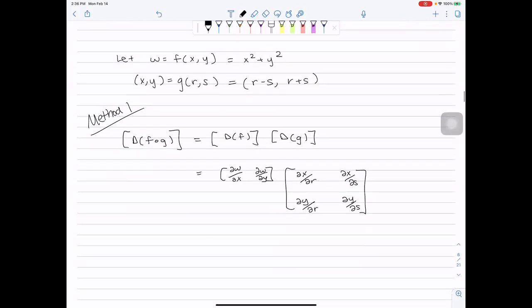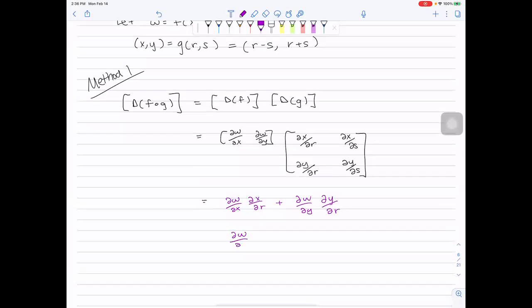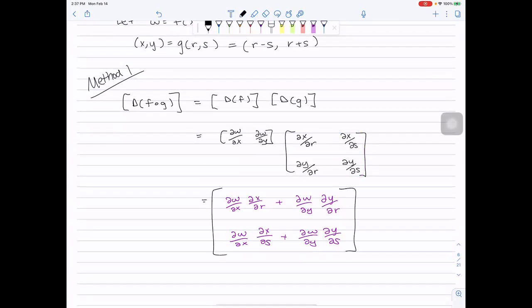So just in terms of formulas, let me show you what this becomes. If you were to multiply out like a matrix, you get partial of w with respect to x times partial of x with respect to r, plus these two terms, partial of w with respect to y times partial of y with respect to r. And then for your second row, you get partial of w with respect to x times now the second column, plus w y times this. Just in terms of elements, not computing any numbers yet.